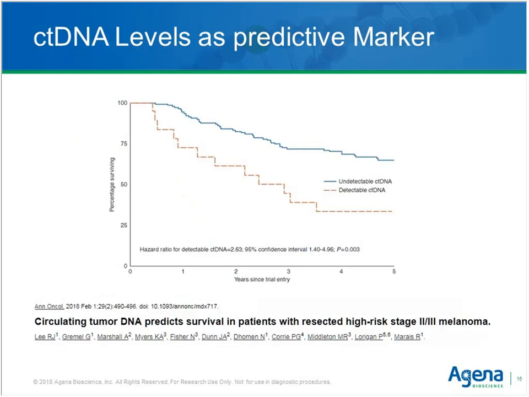Certainly, there's a lot of literature that gives us evidence that the level of ctDNA can be used as a predictive marker, so that ctDNA has its justification to be used as a marker. In this plot, we see the difference in progression-free survival for subcohorts of patients, where in the blue line ctDNA is not detectable, which gives a better prognosis than for those patients where there is detectable ctDNA in the blood.